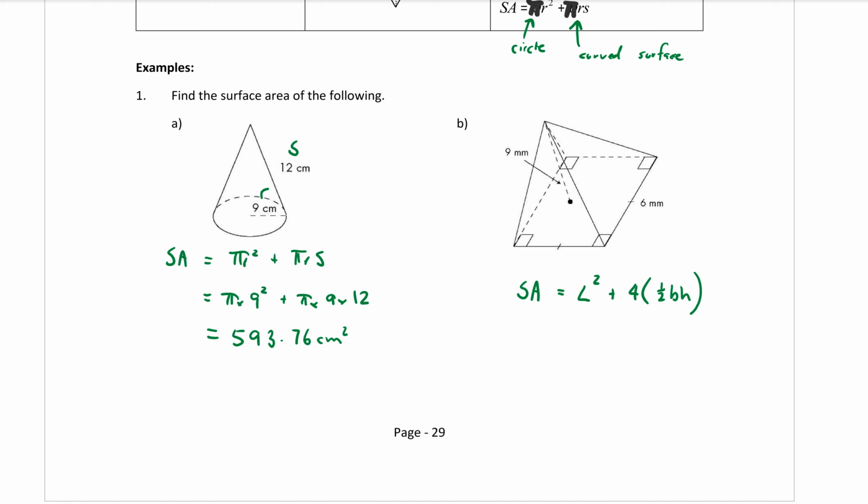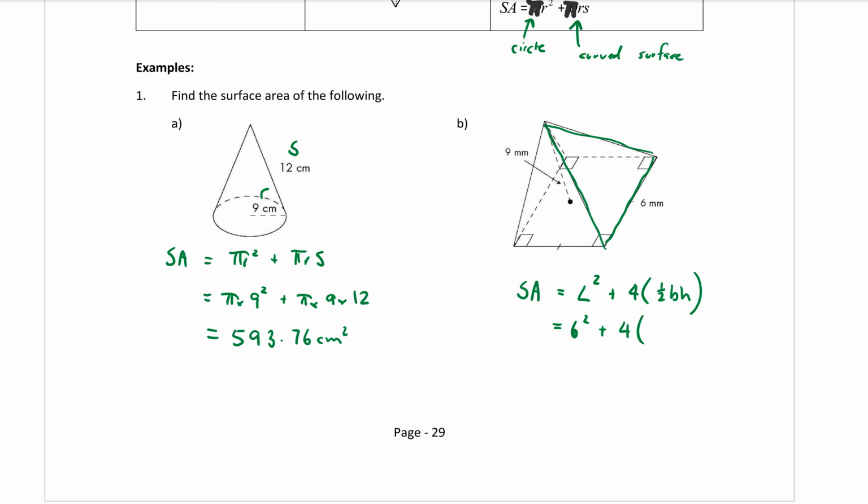Now L for my square. L is going to be this side length here. L, that one there. So that's going to be 6 squared. Plus, now I need 4 lots of my triangle. And I hit a few little problems here. Have a look at this triangle. This is my triangle here. I'm just taking one triangle there. My base is 6. That's all right. Where is the height?